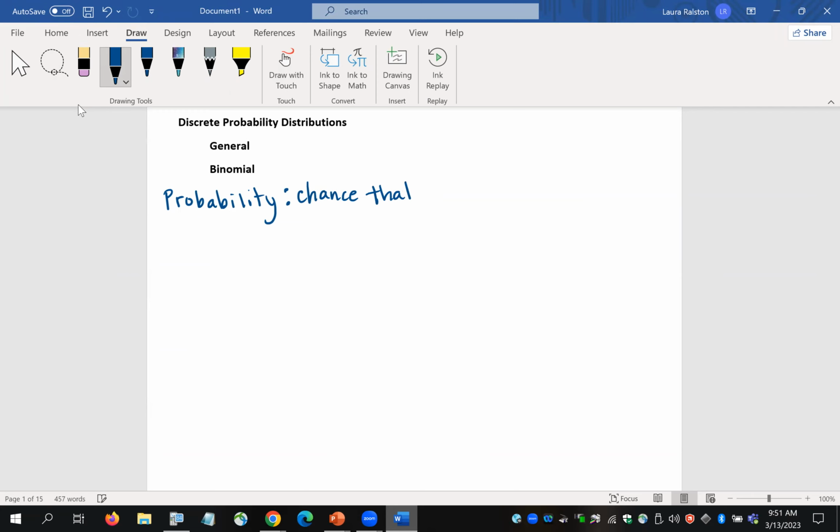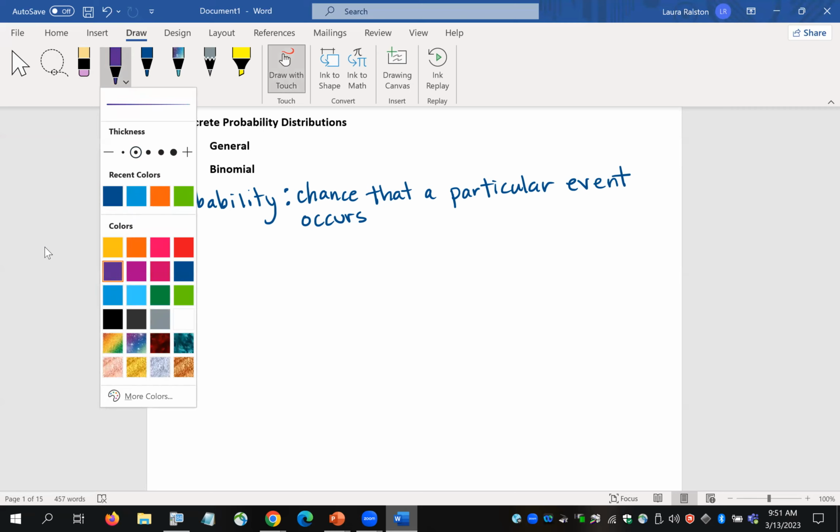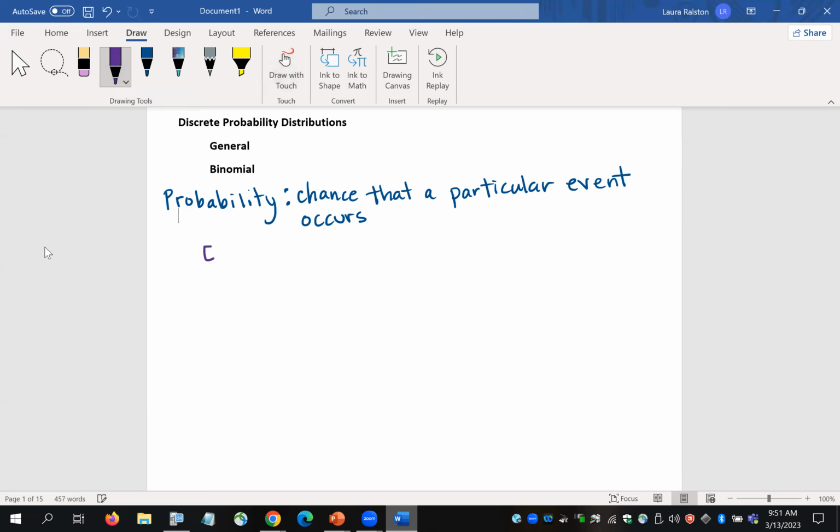that a particular event occurs. Again, if you think about the idea of flipping a coin, if our experiment is that we're going to flip a coin, then I could ask, what's the chance? What's the probability that I flip a head when I flip that coin?